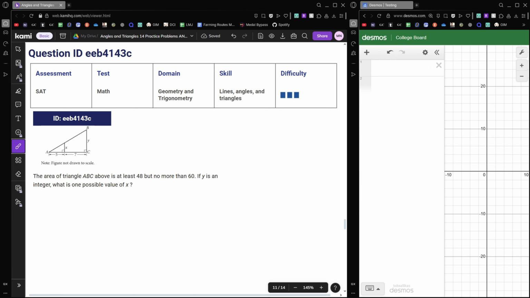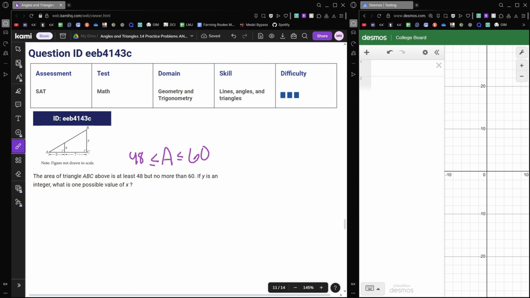Question number 11. The area of triangle ABC above is at least 48 but no more than 60. So the area is at least 48 but no more than 60. If y is an integer, which means it's a number with no decimals, what is one possible value of x?